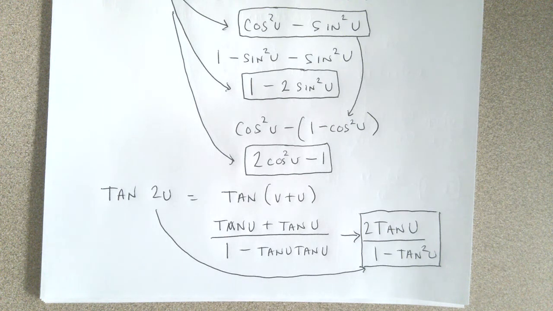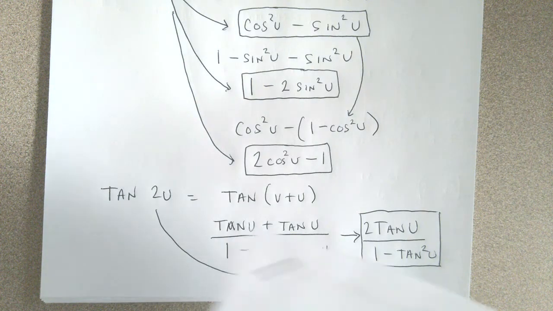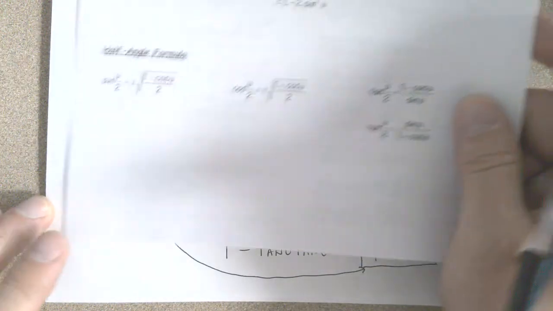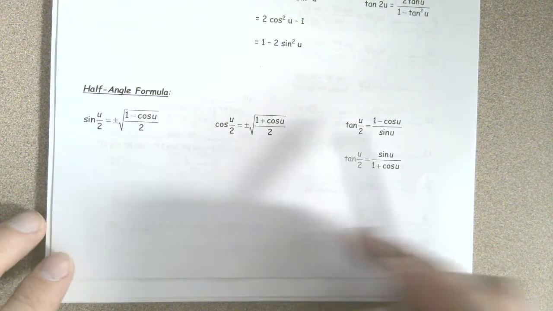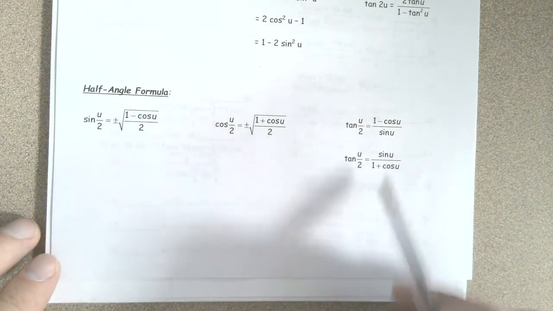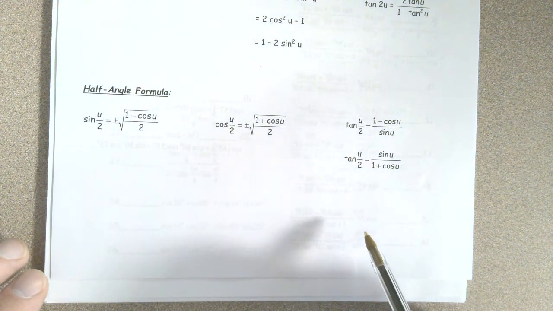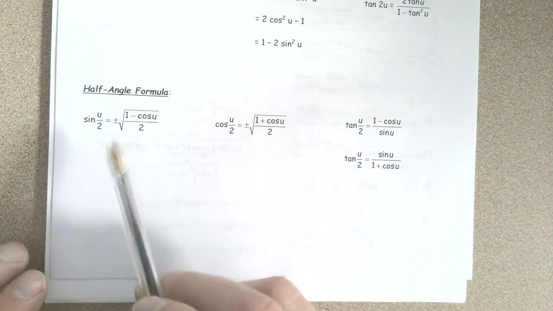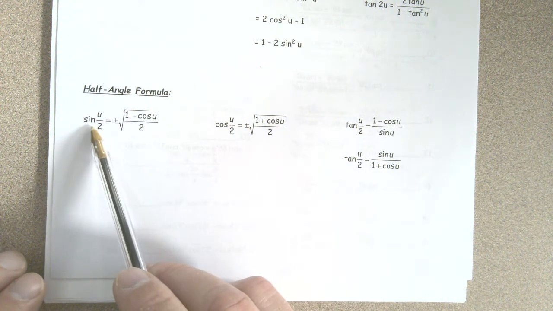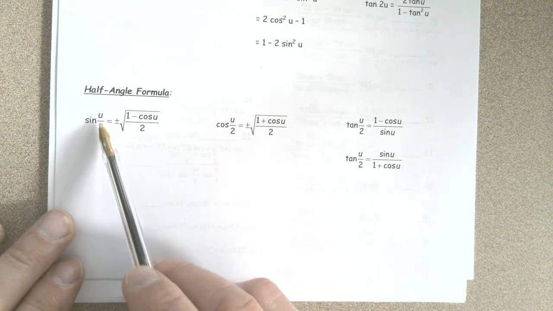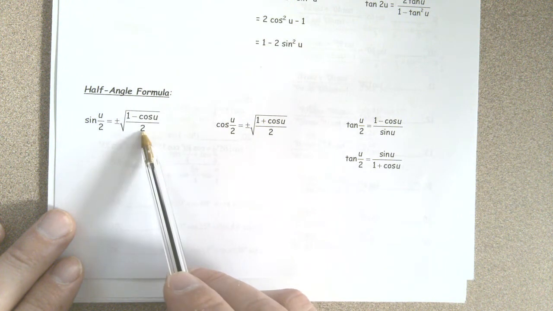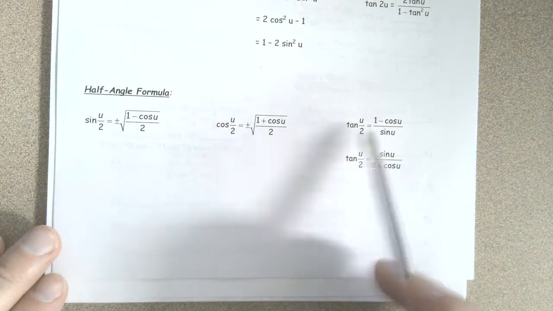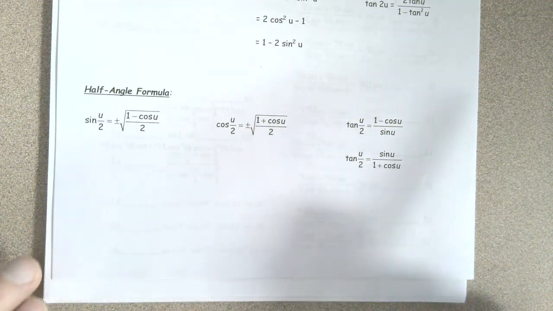Now, I'm not going to derive the half angle formulas. In fact, I've made the decision in talking with Miss Moore that on the half angle formulas, I'm not going to require that you memorize those. Those are going to be given to you. But just to go through those briefly, sine u over 2 is equal to plus or minus the square root of 1 minus cosine u over 2. I'm not going to read all those to you, but those are your half angle formulas.